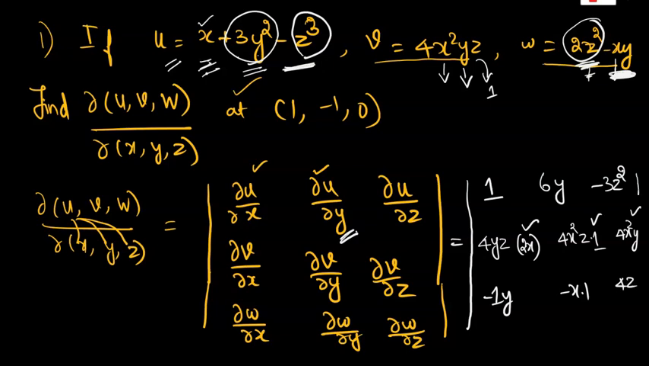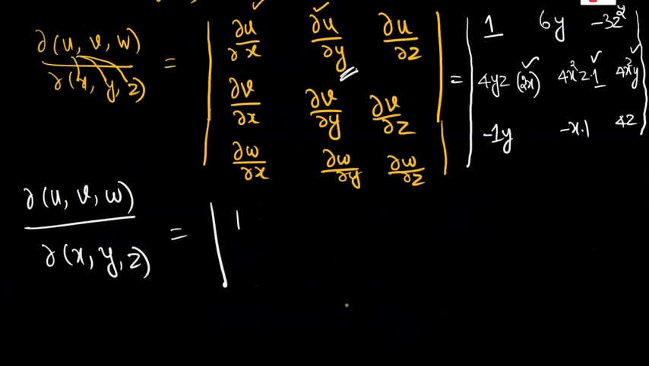So now your determinant is ready. We are going to substitute these values and then find out the determinant so that it will be easy. So I'm going to substitute x as 1, y is minus 1, and z is 0 in this determinant. Let me substitute and write. So again I repeat, we are going to substitute x as 1, y is minus 1, and z is 0.